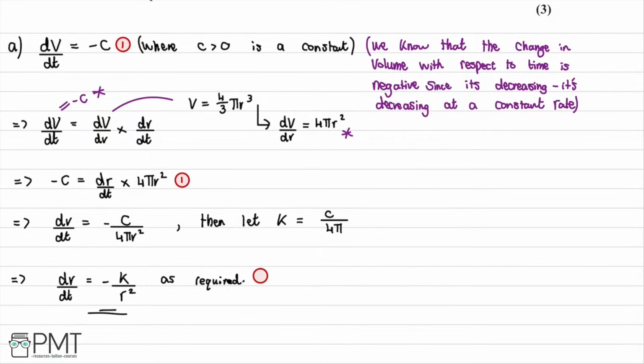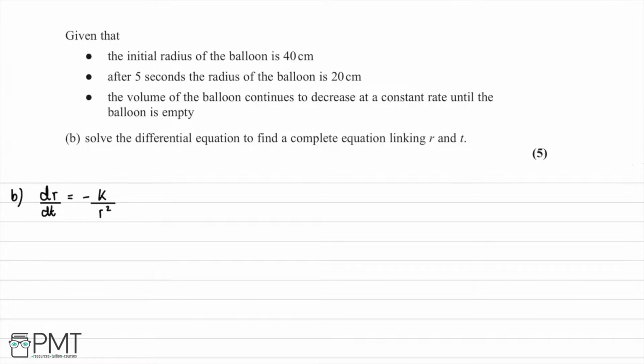So now in part B of the question, we're told some further information. We're told that the initial radius of the balloon is 40 centimeters. We're then told that after 5 seconds, the radius of the balloon will have halved to 20 centimeters. And then finally, we're told that the volume of the balloon continues to decrease at a constant rate until the balloon is empty. And what are we asked to do? We're asked to solve the differential equation to find a complete equation linking r and t.